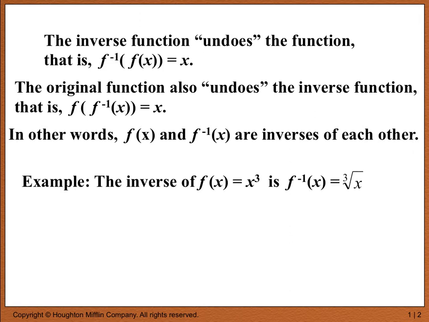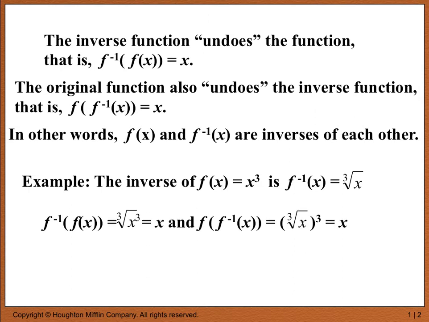An example: the inverse of f of x equals x cubed is f inverse of x equals cube root of x. Now let's see how one of these functions undoes the other, and that will illustrate how they are inverses of each other. f inverse of f of x would be taking the cube root of x cubed. If f inverse of x is cube root x, what we're sticking into that function instead of x is f of x, which is x cubed, so we have cube root of x cubed.